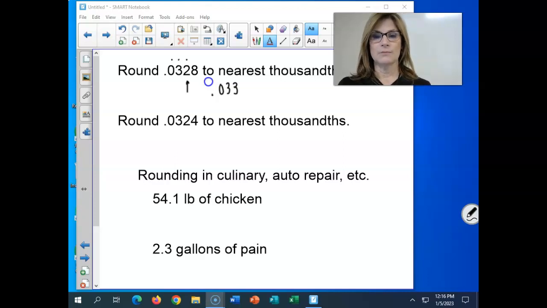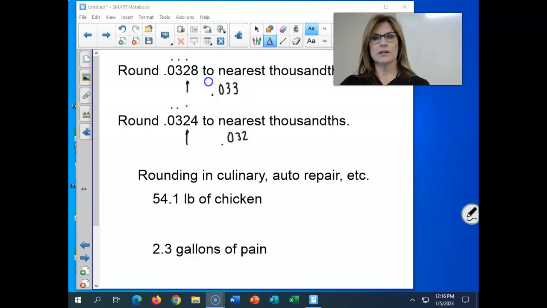On the second one, 0.0324, tenths, hundredths, thousandths. So again, we're rounding to the third place. So the number after that is a 4, so we would keep it the same, 0.032. So you'd never change it to 0.031.